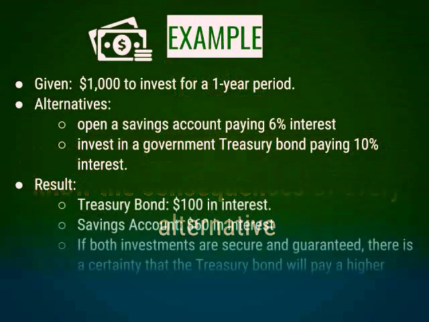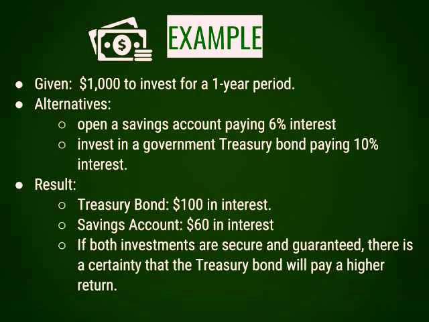For example, let's say that you have $1,000 to invest for a 1-year period. One alternative is to open a savings account paying 6% interest, and another is to invest in a government treasury bond paying 10% interest. If both investments are secure and guaranteed, there is a certainty that the treasury bond will pay a higher return, which will have a return of $100 for the 1-year period.